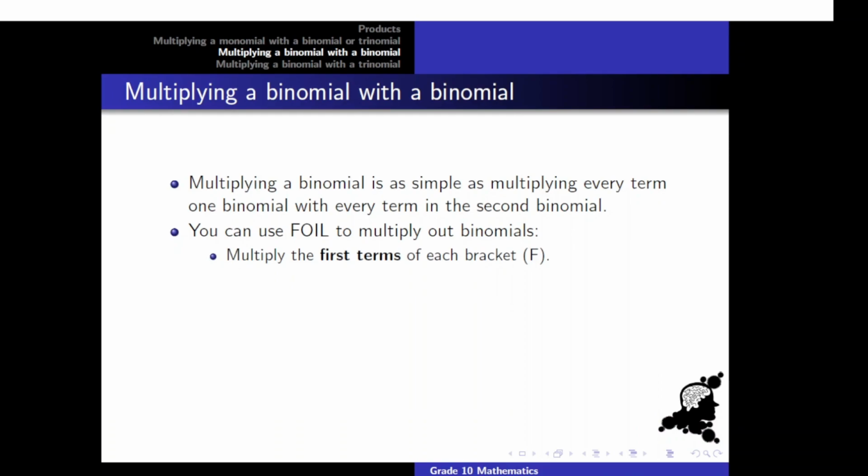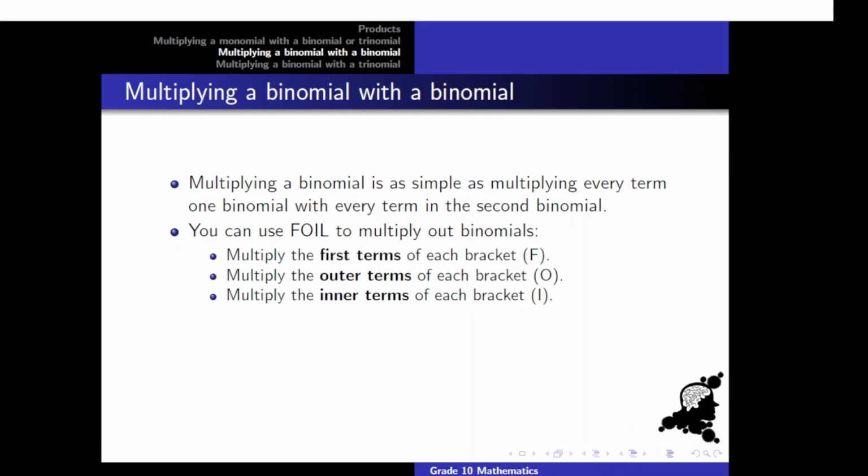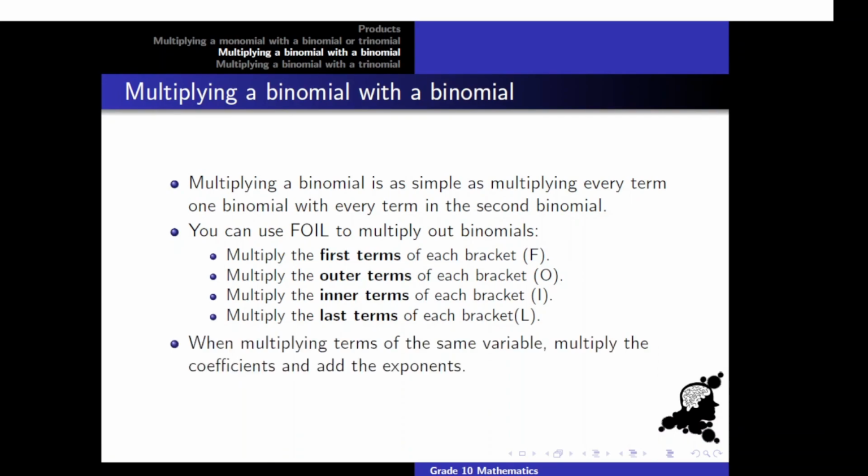FOIL says to us, multiply the first terms of each bracket. Then we multiply the outer terms of each bracket. Then we multiply the inner terms of each bracket. Then we multiply the last terms of each bracket. If this does not make sense, don't worry, we'll have a look at them just now. Once again, when we multiply terms with the same variables, we multiply the coefficients, we add the exponents.